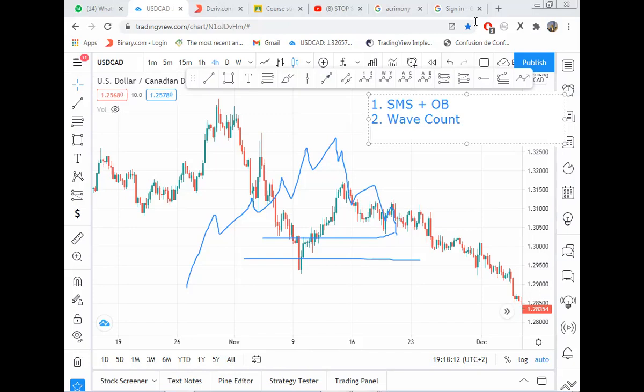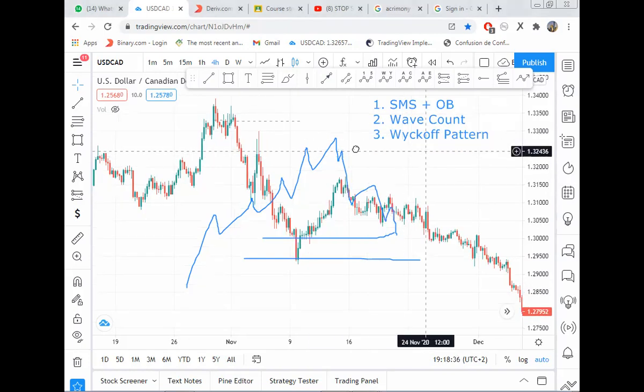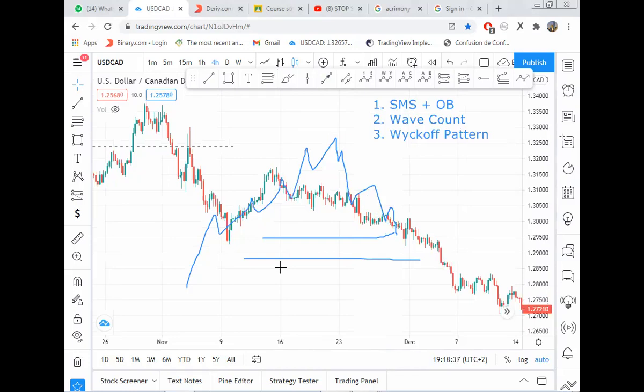Then the third way is to wait for a Wyckoff pattern. Right. So Wyckoff is a trading system on its own, but you actually don't have to learn it entirely. Just look for one of these patterns. Let me draw them for you. You can look for one of these patterns.